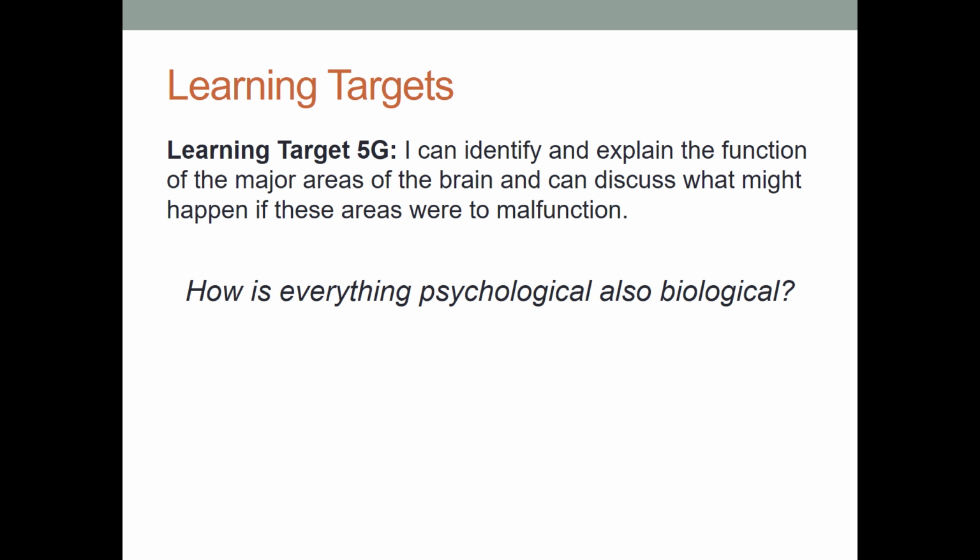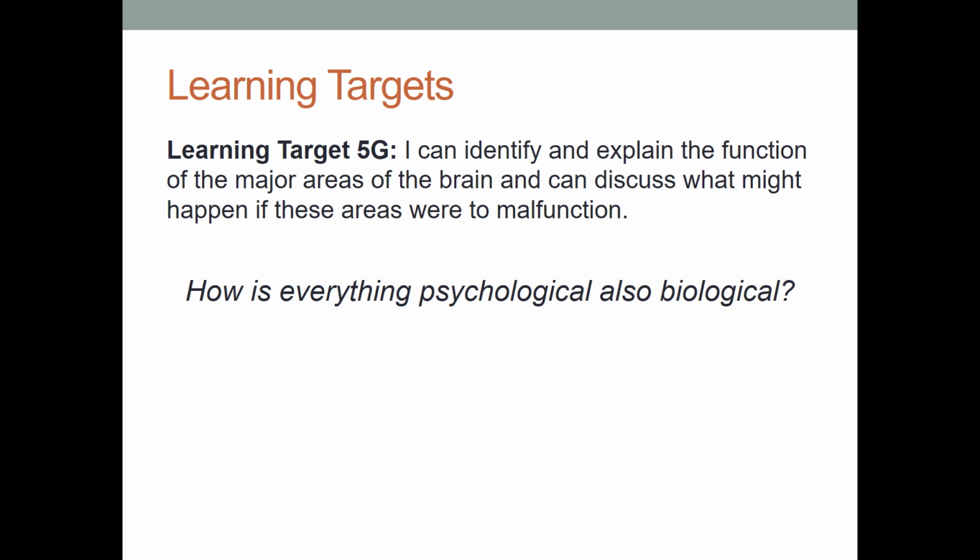All right, welcome to this recorded lecture over learning target 5G, which is focusing on the brain. Today we're going to talk about identifying and explaining the function of the major areas of the brain. So we'll be able to both find them on diagrams, and we'll also be able to describe their function and what they do. And then we'll discuss what might happen if the areas were to malfunction.